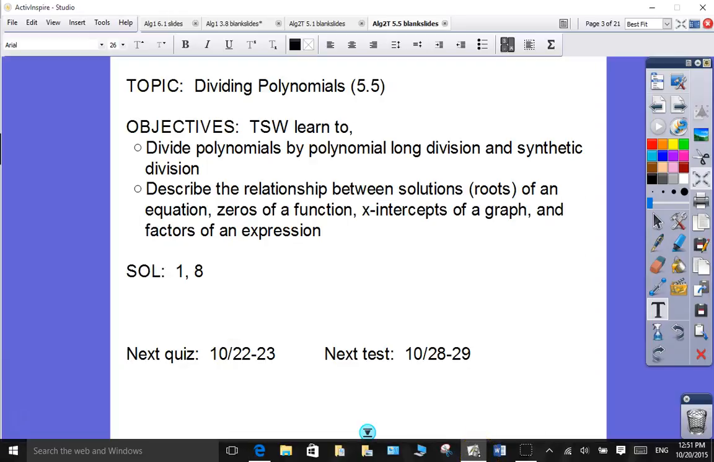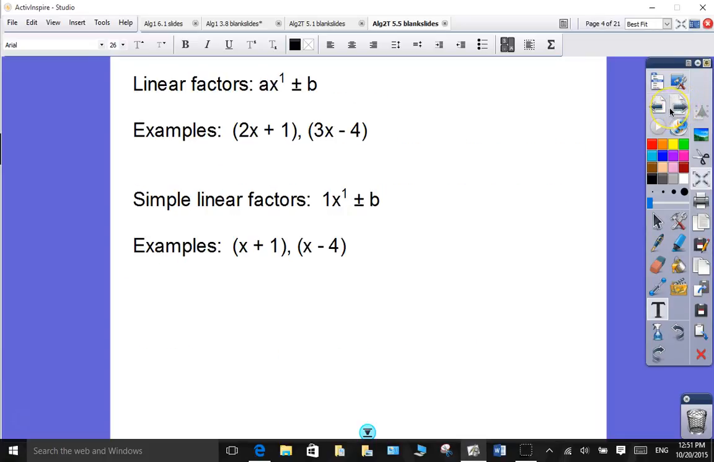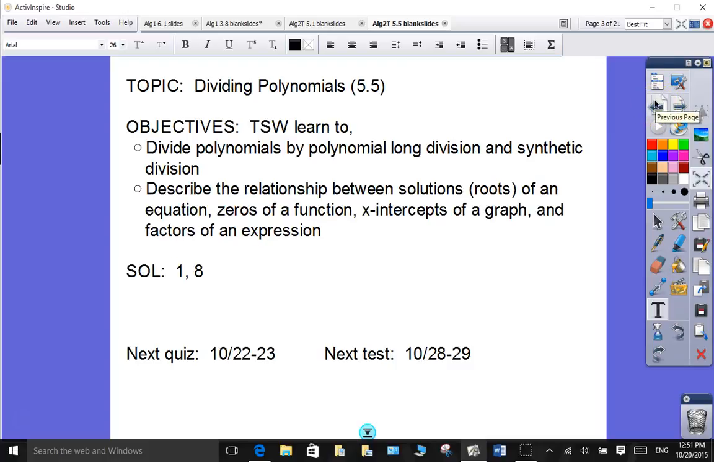So there's a lot more to dividing polynomials than the add, subtract, and multiply, as you'll see. A couple things about this: it's part of the SOLs. If I look at that last objective there, it's all about understanding relationships between what we call a linear factor and zeros or roots or x-intercepts. All those things are kind of the same. But how do those relate to linear factors?